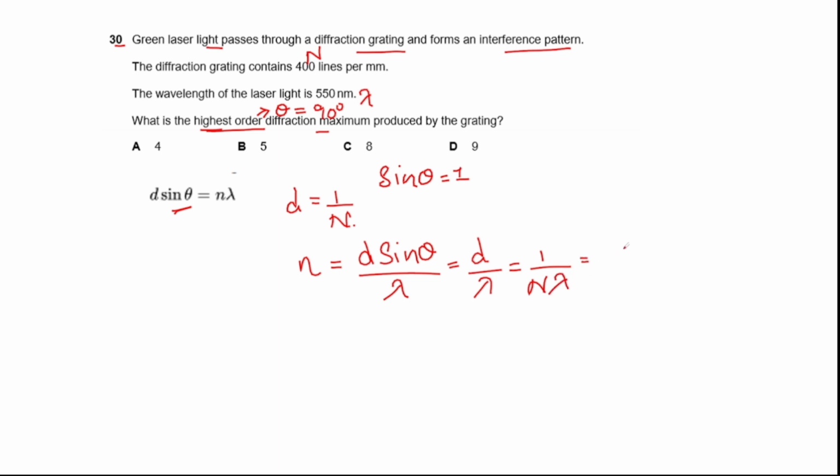So you can substitute here 1 divided by 400. It's in millimeters, so you can change into meters. So it's 400 multiplied by 10 to the power 3 multiplied by the lambda value, which is 550 times 10 to the power of negative 9, and that's going to be, after calculation, 4.54. So it's nearly equal to 4. So option A is the correct one.